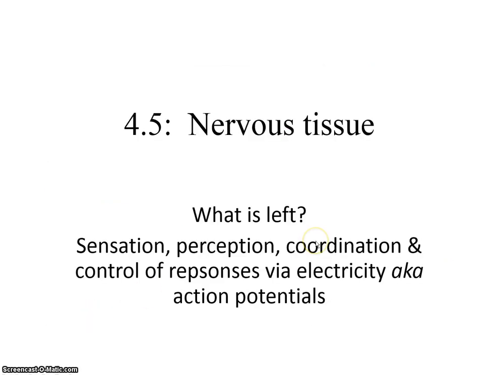All right, our last main tissue type is nervous tissue. All right, so what functions are left? Because we have movement covered with muscle, we have protection, connection, cushioning, right? Some transport with connective tissue, and we have absorbing and secreting and protecting with epithelial. So what's left? Well, basically the ability to sense something and then direct.